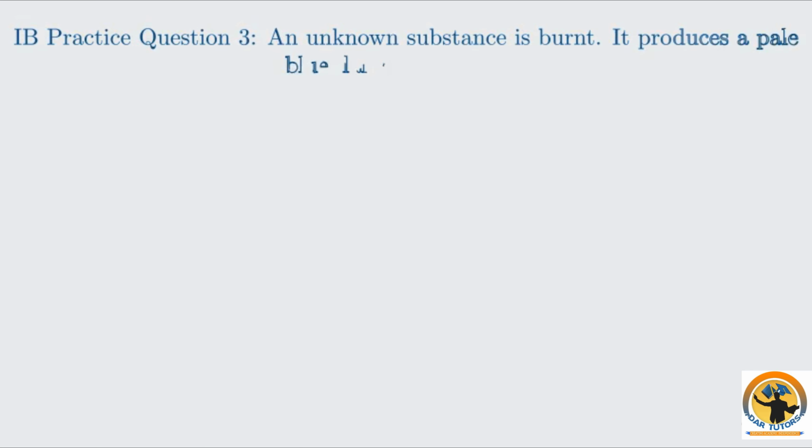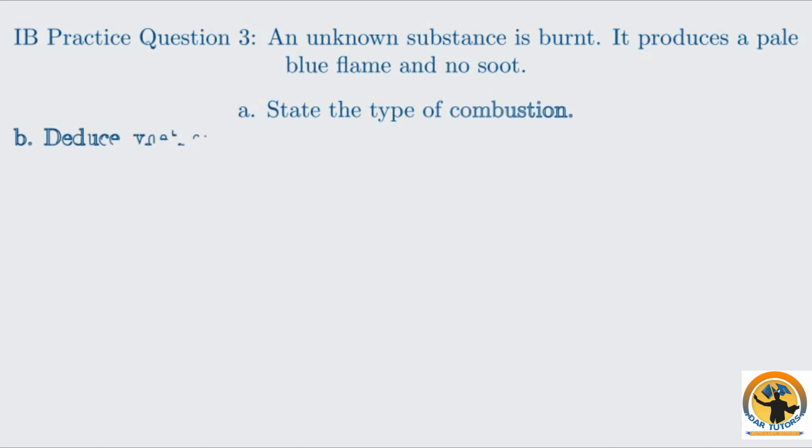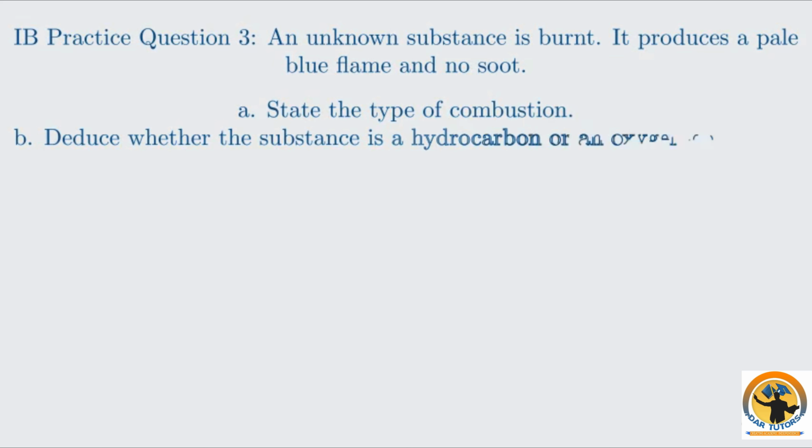Question 3 presents a scenario where a substance is burned, and it produces a pale blue flame and no soot. Part A asks for the type of combustion. The blue flame and absence of soot are clear indicators of complete combustion.